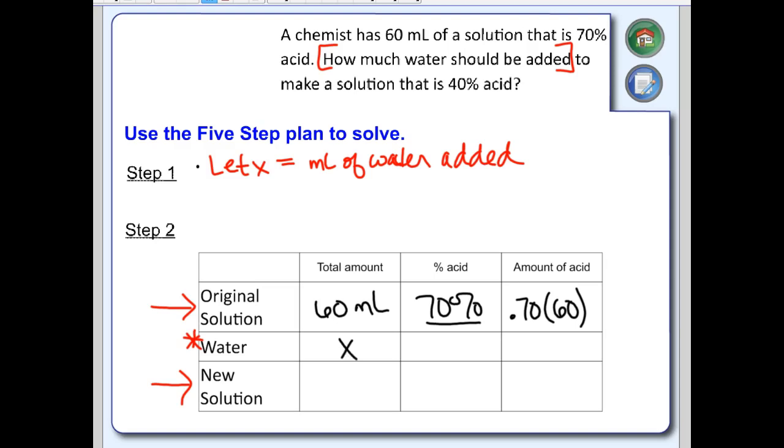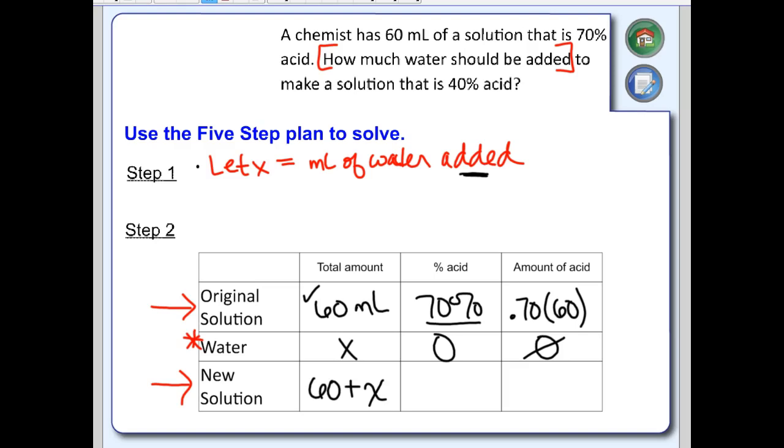Now, important question. What percentage of acid is water? Duh, there's no acid in water, so this is going to be a 0, so that kind of makes this line 0. Now, my new solution, well, we're trying to figure out the total amount. Now, remember, water was added, and we started with 60, so that has to be 60 plus x.